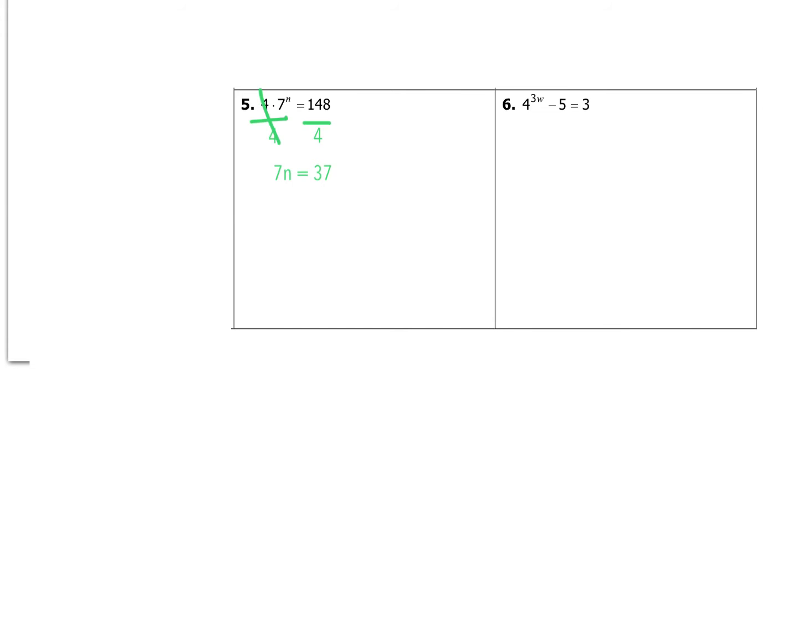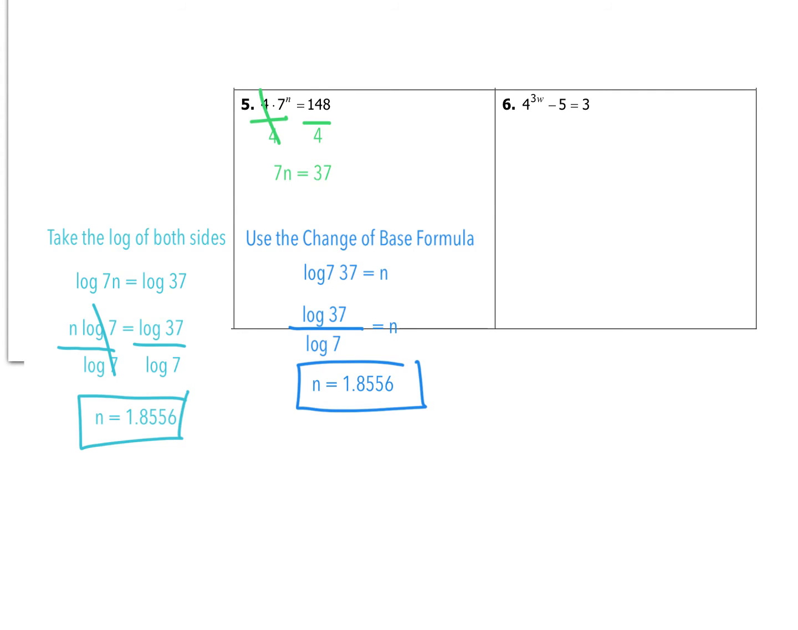So from this point, now that we've isolated that expression, I'd like you to pause the video and solve for n using either of the two methods that I've shown you. Alright, so hopefully, depending on which method you chose, taking the log of both sides or using the change of base formula, you ended up with n equals 1.8556. So if you got that, you can go ahead and move on. If you didn't, I'd like you to look through my work and identify where you went wrong or write down any questions that you might have about my process.